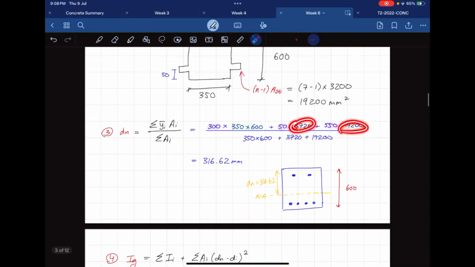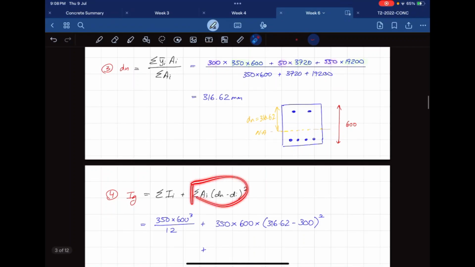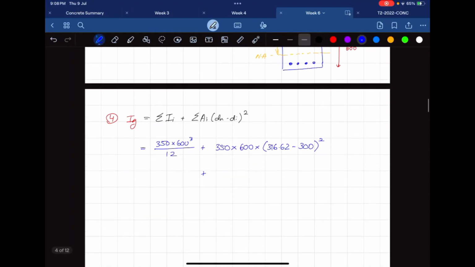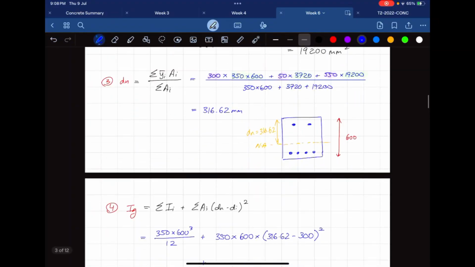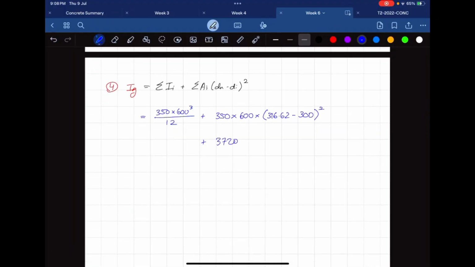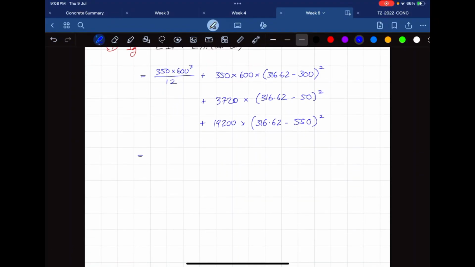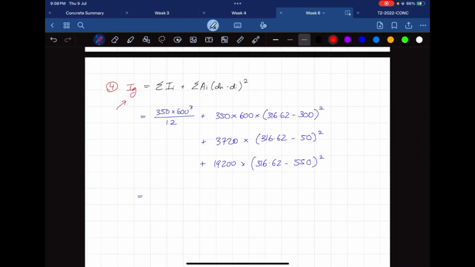The shift that it causes, this is what we call the parallel axis theorem. The shift does matter, right? It does have an effect on our overall shape. So we're going to take the area 3720 times (316.2 minus 50) all squared, plus 19200 times (316.62 minus 550) all squared. And that's the gross moment of inertia. This is what we call our gross moment of inertia.